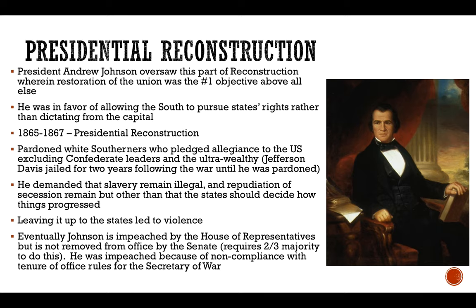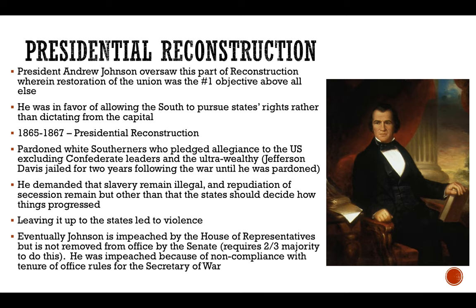President Andrew Johnson oversaw this part of Reconstruction, and the major goal here was to restore the Union, so to join North and South back together so that they wouldn't immediately split up again. This was an extremely fragile time, and he was trying to make sure that the states wouldn't split back up.